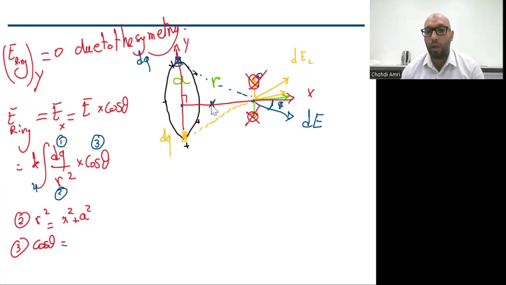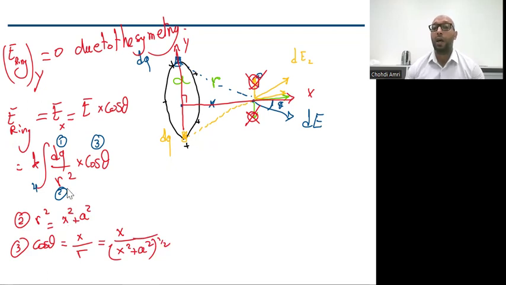Cosine theta equals adjacent divided by the hypotenuse. So x over r. That means x over (x squared plus a power 2) power 1 over 2, that means square root. Okay, now let's talk a little bit about dq.